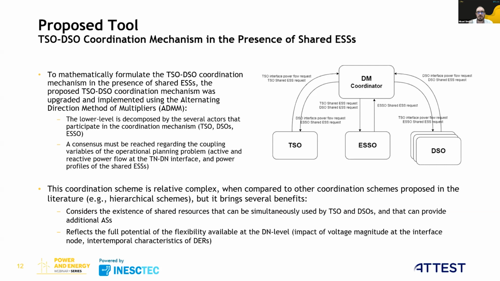As we know, if we activate some flexibility now, the flexibility that the resource can provide in future time instances will be impacted, and this coordination scheme reflects that. And secondly, it also considers the impact that voltage magnitude at the distribution level has on providing flexibility to the TSO. This is especially felt when no on-load tap changer (OLTC) transformers are installed at the boundary between transmission and distribution networks.